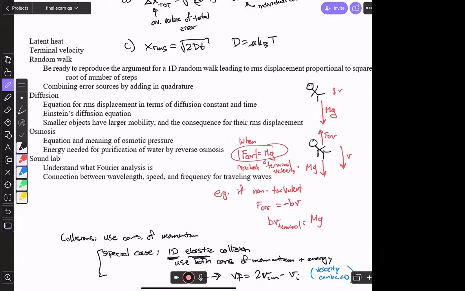In the sound lab in particular, that was a mostly qualitative lab, but you should understand what Fourier analysis is and also the connection between wavelength, speed, and frequency for traveling waves.